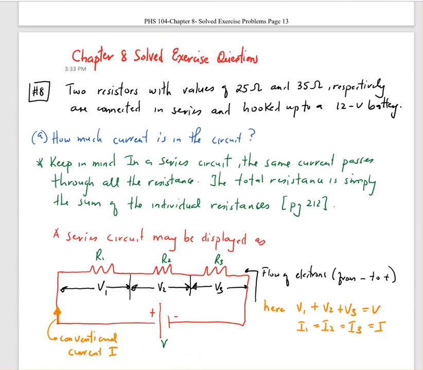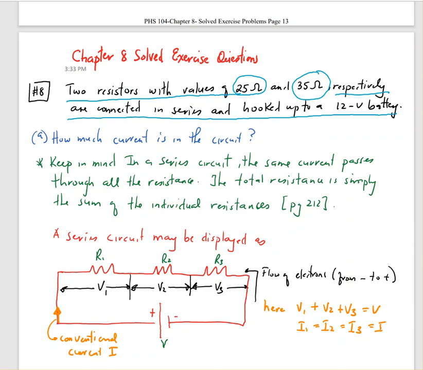We have another question that's slightly related. Two resistors with values of 25 ohms and 35 ohms, respectively, are connected in series and hooked up to a 12-volt battery. The first part of the question is asking us how much current is in the circuit. Well, you want to keep in mind when you're dealing with resistors, whether in series or in parallel. So when resistors are in series, just keep in mind that the current is always going to be the same. The same current is going to pass through all the different resistors.